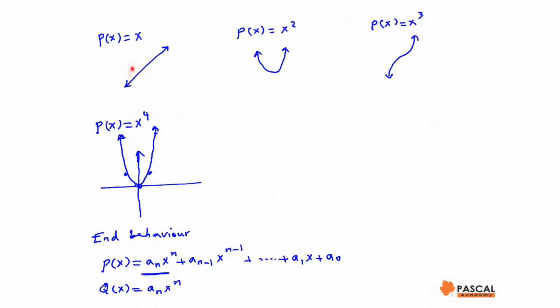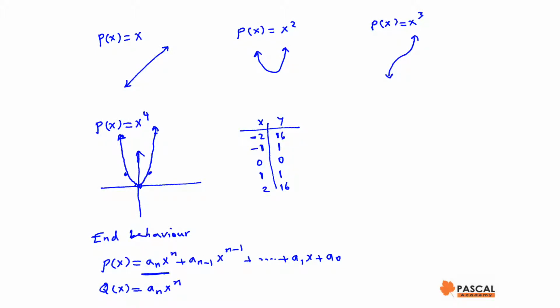We know the graph of P(x) = x, P(x) = x^2, and P(x) = x^3. They can be easily drawn using a simple table of values. For example, for P(x) = x^4, when x is 0, y is 0. When x is negative 1, y is 1. When x is 1, y is 1. When x is negative 2, y is 16. When x is 2, y is 16.